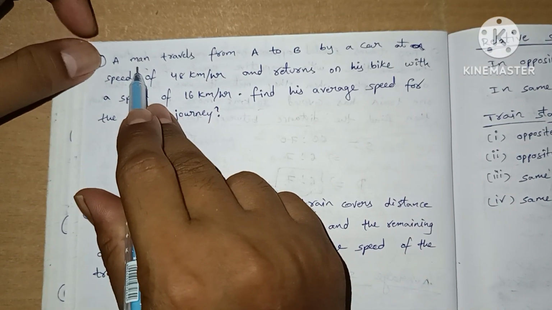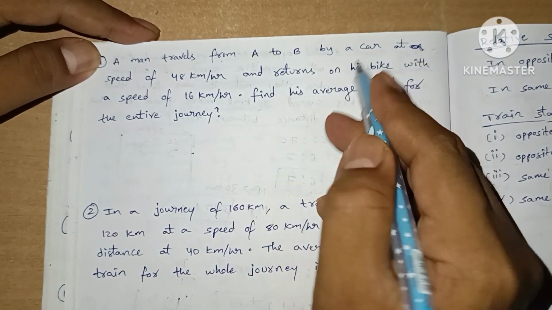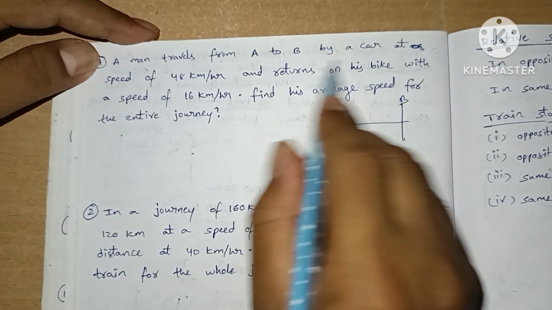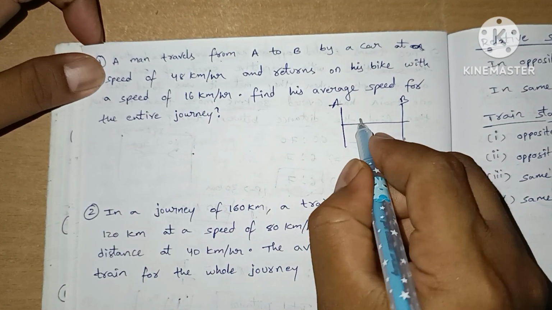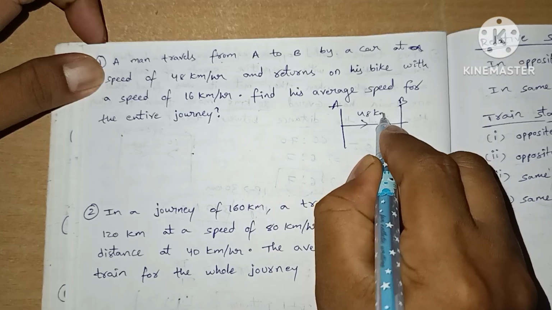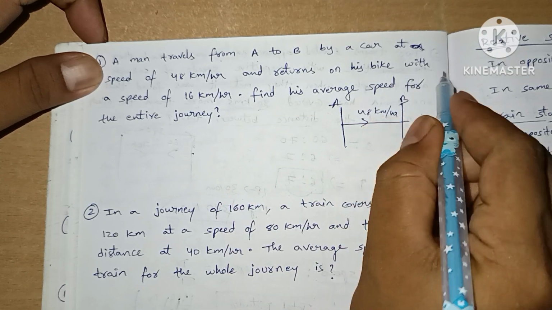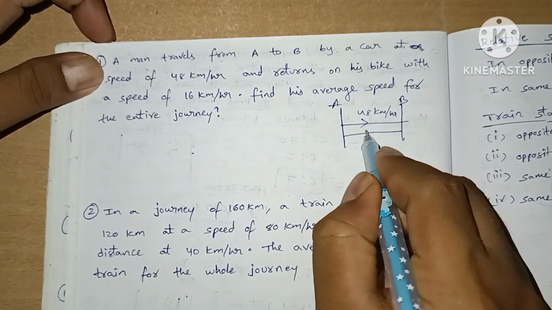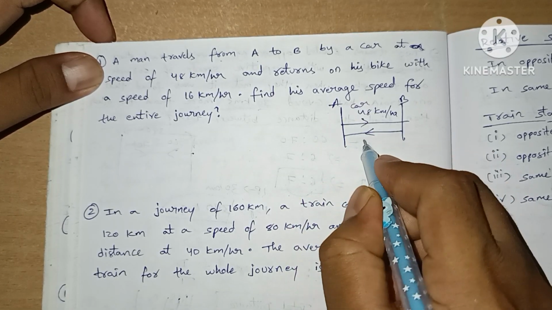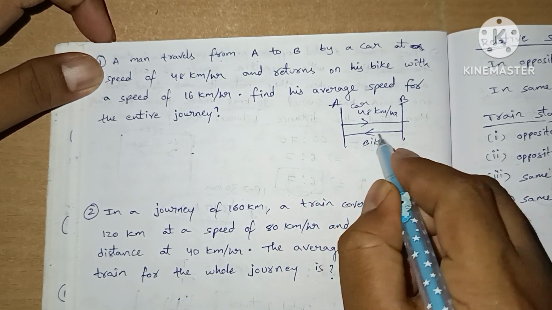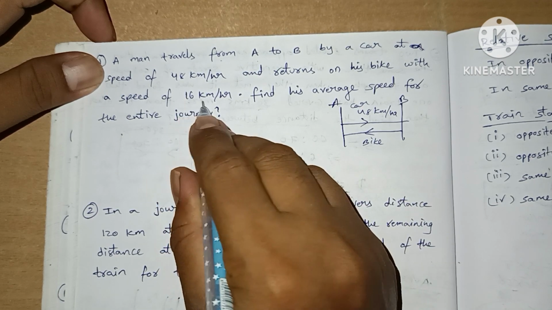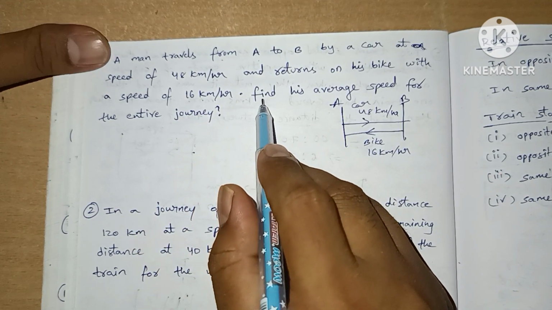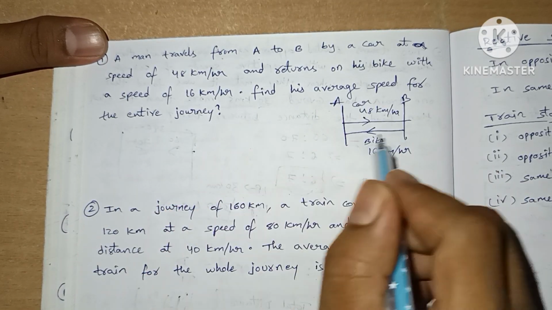First question: a man travels from A to B by a car with a speed of 48 kilometers per hour and returns on his bike with a speed of 16 kilometers per hour. First initially car and now with a bike at a speed of 16 kilometers per hour. Now asked about: find his average speed for the entire journey.